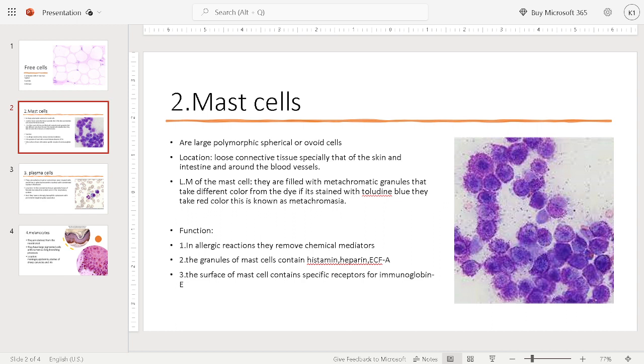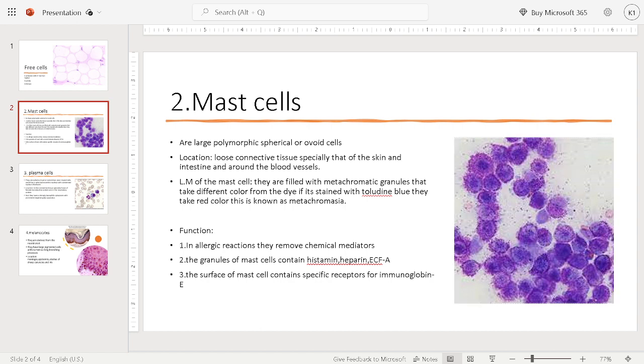In my other videos, I explained some slides, one of them being the intestine, where I explained the epithelial tissue, the presence of lymphocytes, and connective tissue, and blood vessels. LM means light microscopy. This is a light microscopy of a mast cell. I will not tell you if this is normal, abnormal, or pathogenic. I will just show you what a mast cell is simply.